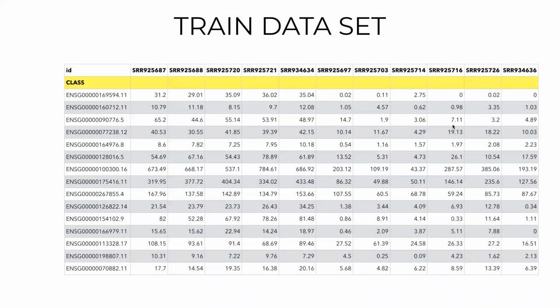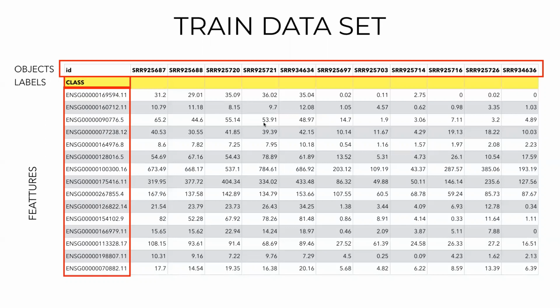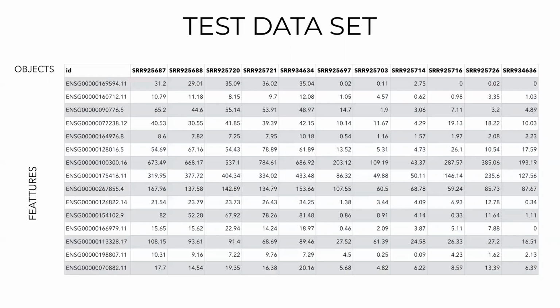In the training data, we'll have a special row that we're going to call class, and it will contain labels for each sample. Genes in machine learning language are going to be called features, and our samples are going to be called objects. The test data set will not have a class row. A test data set is only going to contain your genes, your sample names, and the levels of expression.